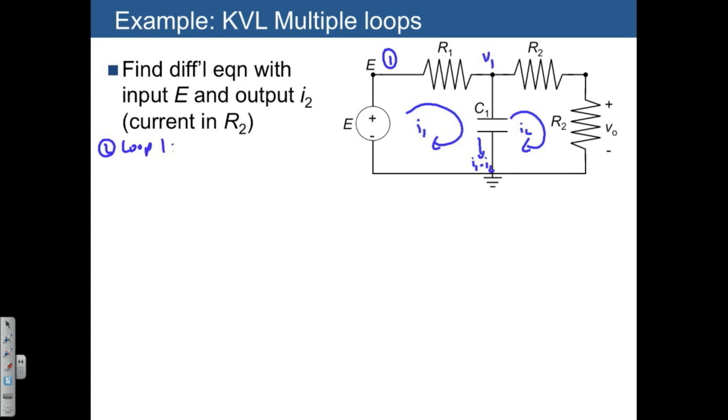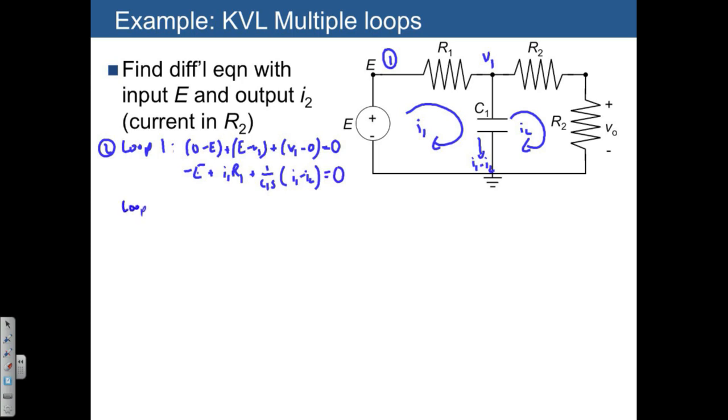That was step one. Step two is we want to apply our loop KVL equations. Starting at the bottom left, we would have 0 minus E, and then E to V1, and then from V1 to 0 is equal to 0. If we apply the element laws, we end up with I1 times R1 as the voltage drop across the first resistor, and then we have 1 over C1S times the voltage drop I1 minus I2 through the capacitor.